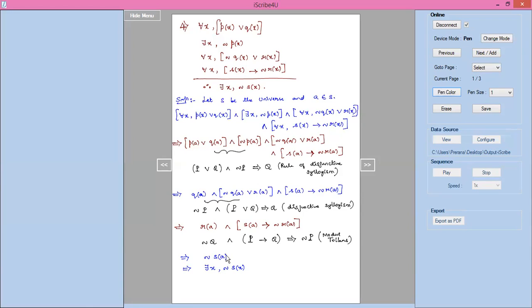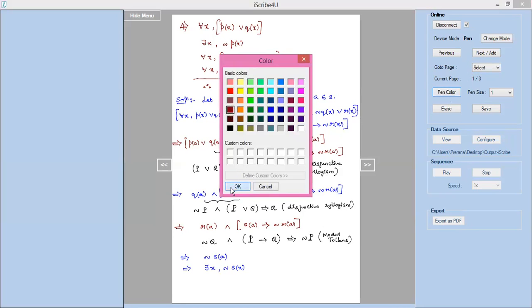We took for some X because it was for some X negation P of X in one of the premises, and for some X we have taken the element A itself. That is the reason we can write down for some X negation S of X. So we have arrived at the required conclusion that was given. So we can now conclude that the given argument is valid.